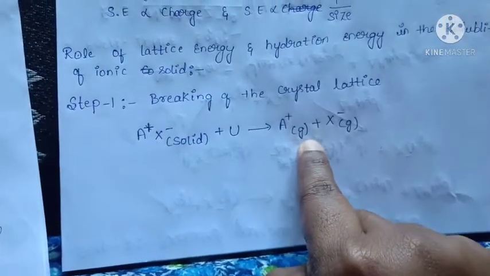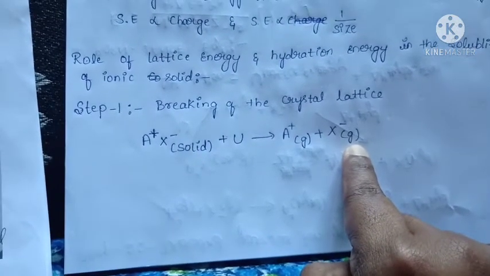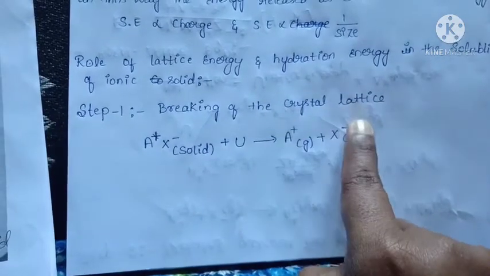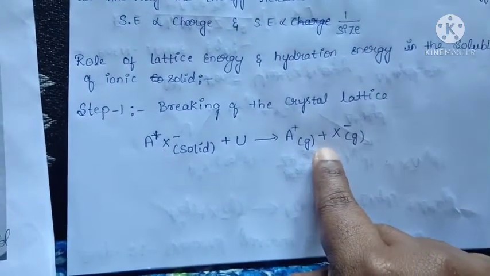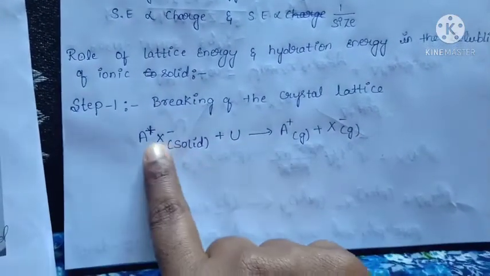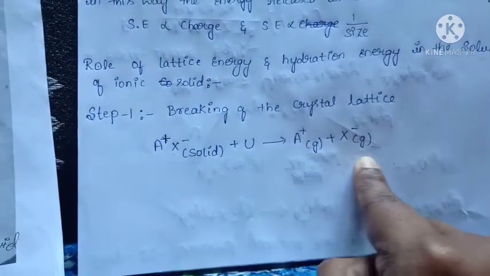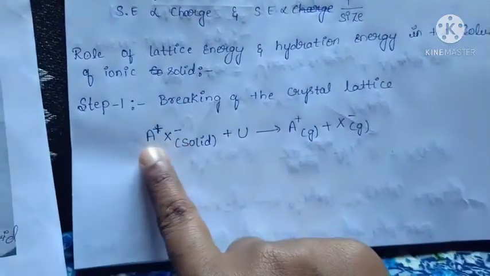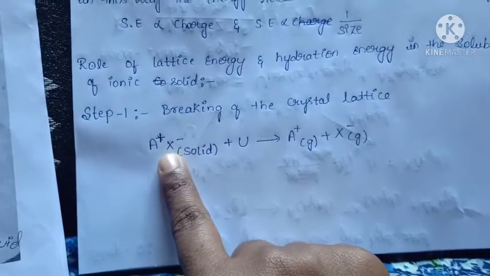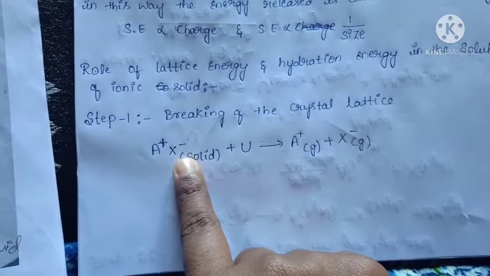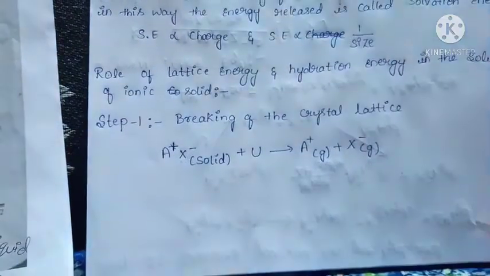Then that is converted into A plus ion and X minus ion. I already told you that the ions will be in the gaseous state. Please don't miss it. You have to write them in the gaseous state. Here you see solid, some energy is absorbed, so it gives gaseous ions. Here the bond will break. This crystal lattice also breaks. So that's why step 1 is the breaking of the crystal lattice. I think all of you got it.